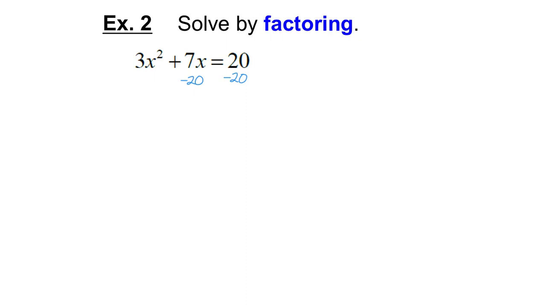So to make this equation equal to 0, I have to subtract 20 from this side. And if I subtract 20 to get down to 0, I have to do the same thing to the other side. So once I do that, I end up with 3x squared plus 7x minus 20 equals 0. Now I can factor this and solve the equation. So why don't you pause the video, factor the equation, and see if you can solve for x.